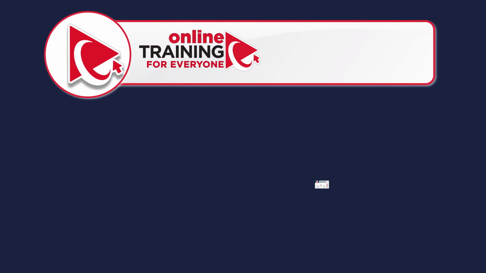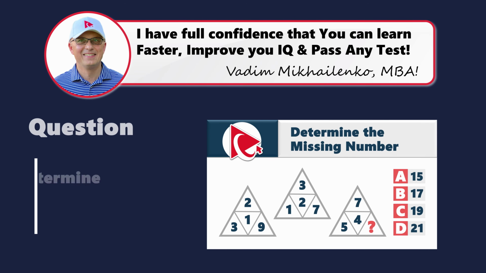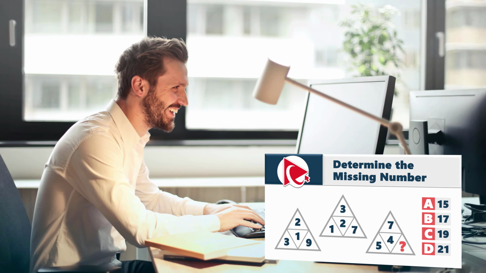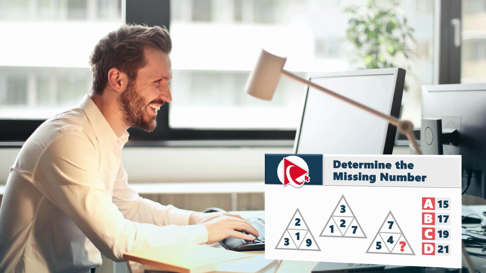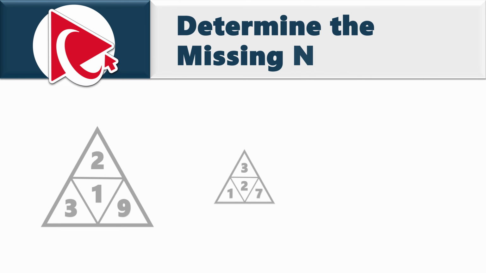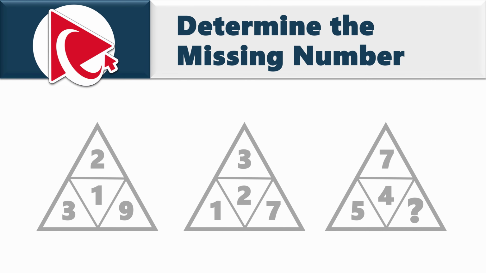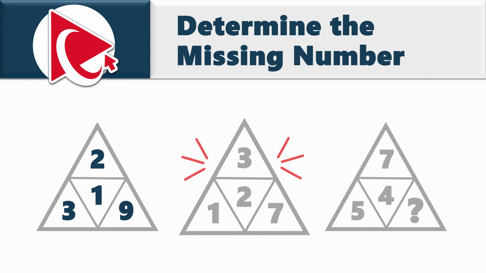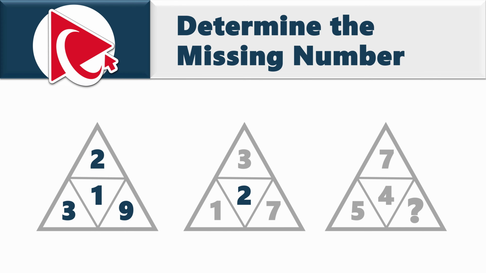Well, guess what? Your time to radiate has arrived. I have full confidence that you will shine with your brilliance right now by solving this challenge. You're presented with 3 triangles. Triangles have numbers inside. The first triangle has number 1 in the middle and numbers 2, 9, and 3 on the sides. The second triangle has number 2 in the middle and numbers 3, 7, and 1 on the sides.